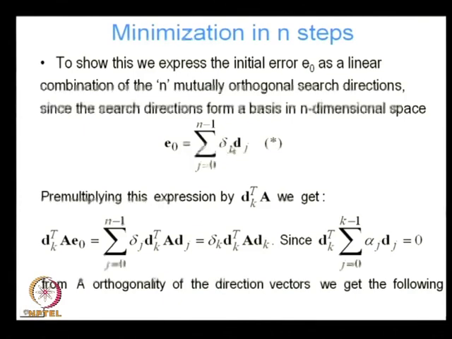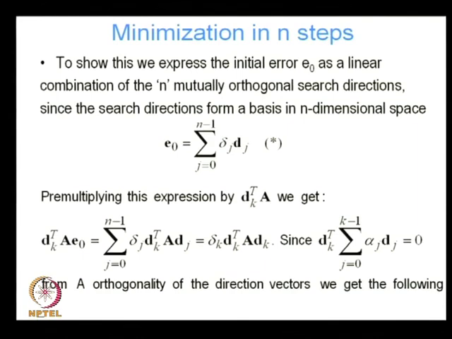Well, that is simply because my n search directions are mutually orthogonal, and since they are mutually orthogonal, they form a basis in my n-dimensional space. So, any vector I can express as a linear combination of my search directions. I am expressing the vector E0 as a linear combination of the search directions, and then I pre-multiply this expression by dk transpose A. So, I get dk transpose A E0 equal to the sum of delta j dk transpose A dj.